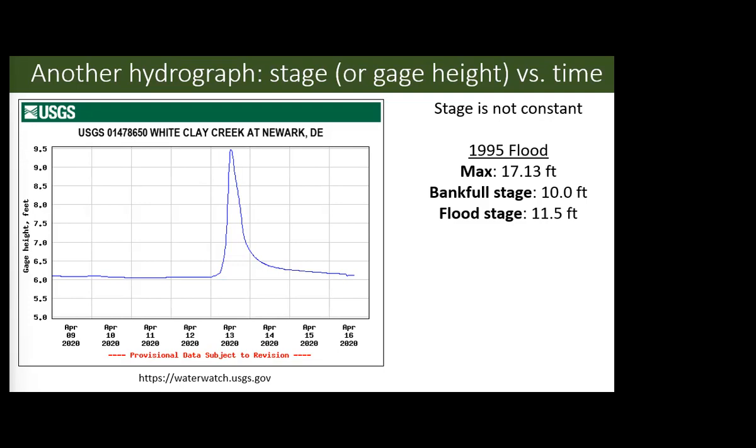This is from 1995, and we had a flood in '95. So the max was 17.13 feet. The bank full stage is 10 feet. Bank full means that's the top of the channel. That's the maximum capacity of water that the channel can have. The flood stage was 11.5 feet. So that means the flood was 1.5 feet over the bank full stage.